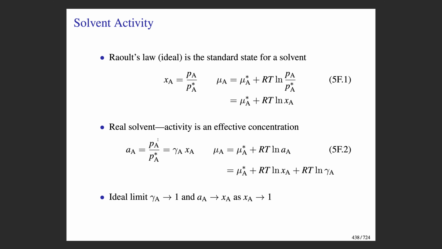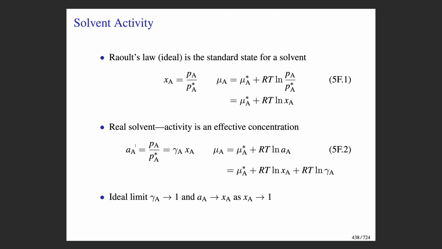Now, in a real solution, the ratio of these vapor pressures, that is the solvent's vapor pressure in the real solution divided by the pure solvent's vapor pressure, is not equal to the mole fraction in general. It'll be equal to some other number, which we call the activity. In this definition, activity is unitless. It's a ratio of two pressures. And to make this result look like the ideal result, we introduce a little fudge factor here called the activity coefficient, gamma.